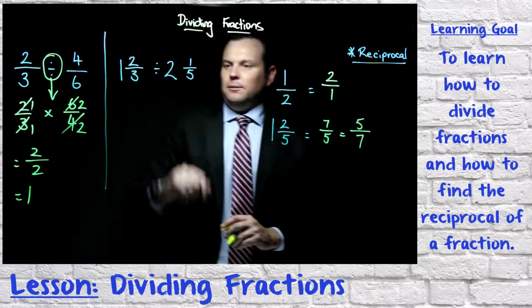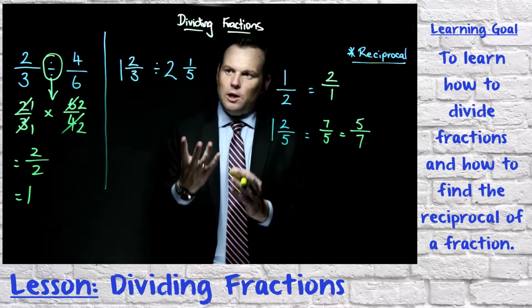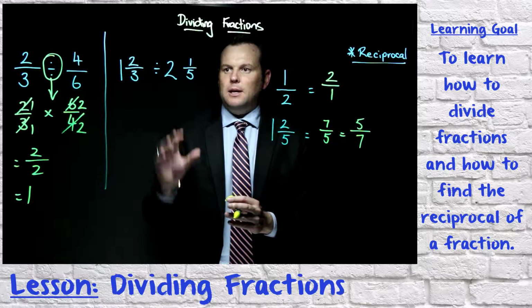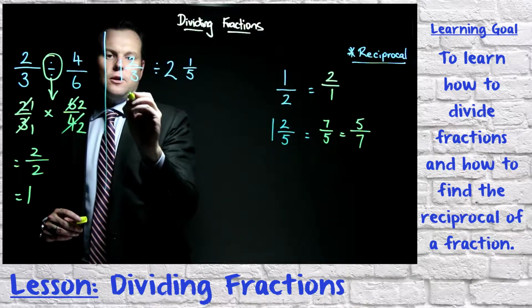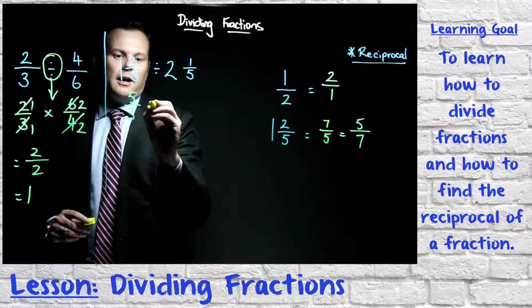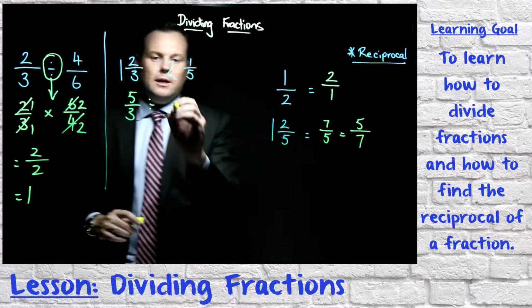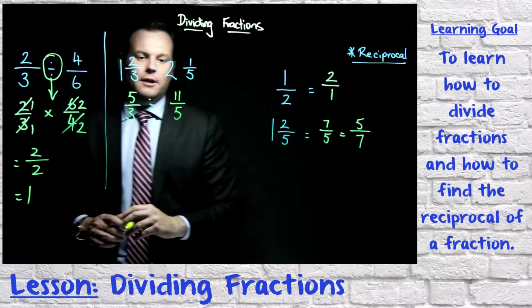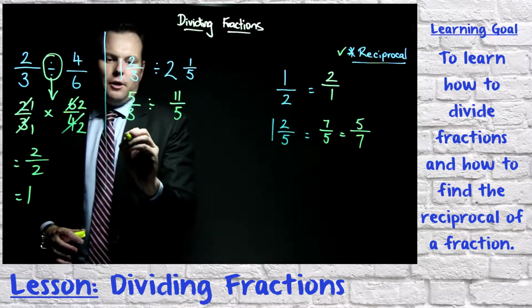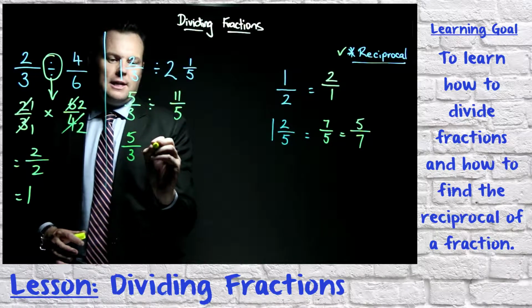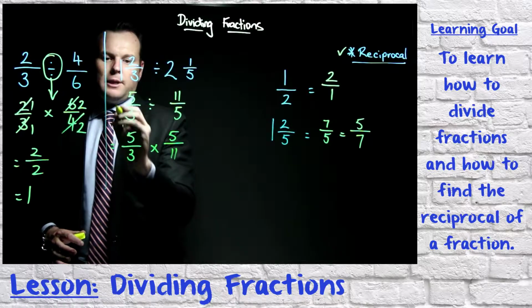Now, over here, I have some mixed numbers. What I need to do when I have mixed numbers is the very first step is to turn them into improper fractions. So 1 times 3 is 3, plus 2 gives me 5 over 3. And then I have 2 times 5, which gives me 10, plus the 1 gives me 11 over 5. Now it's time to find the reciprocal. So I flip the second fraction and I turn my division into multiplication.